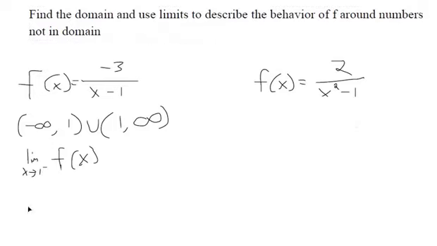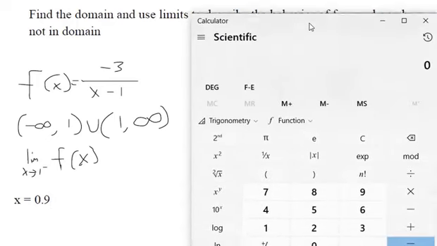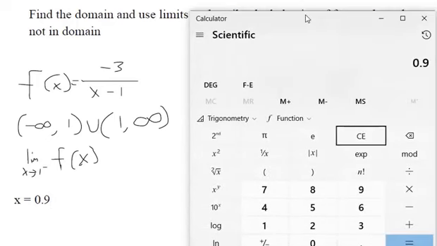Or you could do it this way. You could numerically evaluate that limit. Plug in x equals 0.9. That's a number slightly to the left of 1, isn't it? So with my handy dandy calculator, I'm going to do 0.9 minus 1. I'm going to do the denominator first. So it's the numerator, negative 3, divided by the denominator, so that's 30.